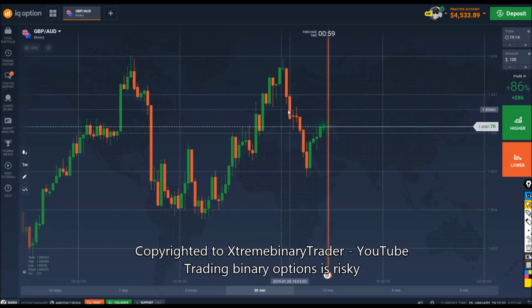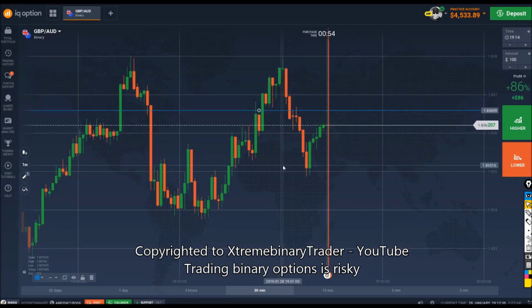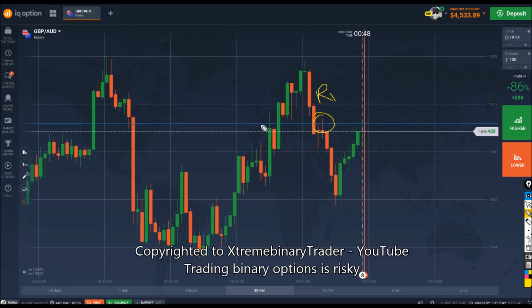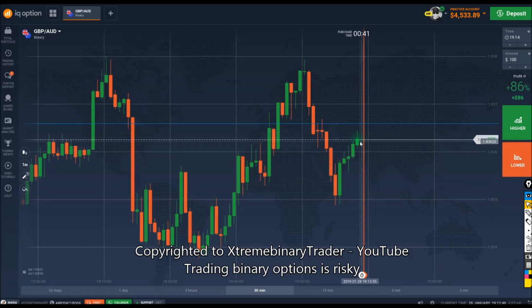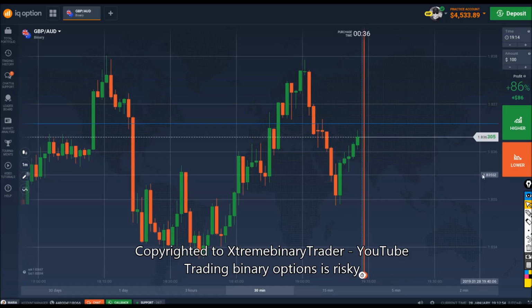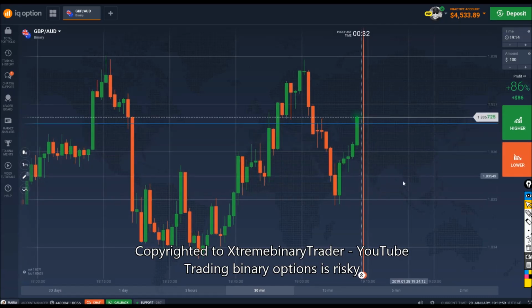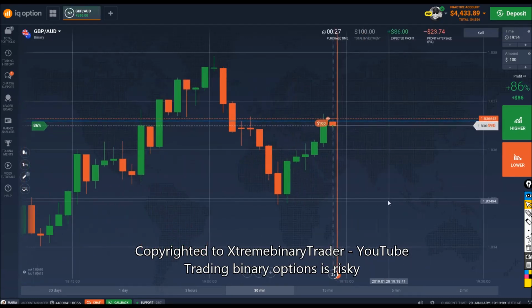Now, this is a setup I might take actually. Here, this is resistance number 1, and we can see it was a resistance as well. So let me be ready to place the put option once the candle touches this blue line here. So I will just prepare, get ready, and yes, this is where I want it to be, and look at that. Now it's reversing.